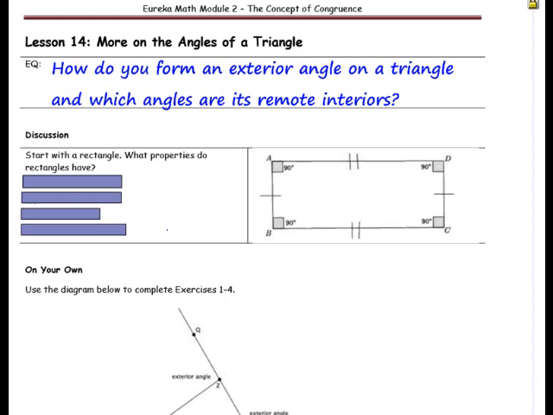Pause the video and copy the essential question. How do you form an exterior angle on a triangle, and which angles are its remote interiors?